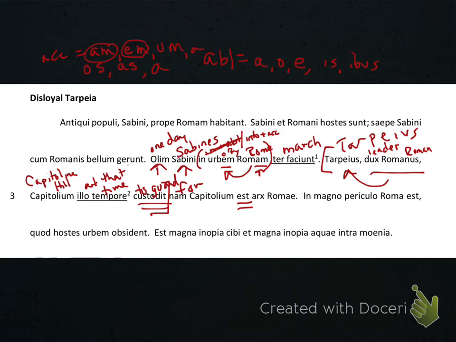It makes sense that a person is going to do the action of guarding the hill rather than the hill guarding the person. So when I translate this sentence, I'm going to start it with Tarpeius dux Romanus, and then go to my verb, custodit, and then what does he guard? The Capitolium, the Capitoline Hill. And this phrase just tells me when he does that.